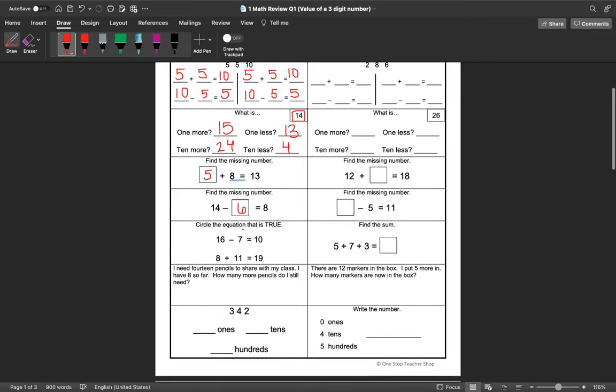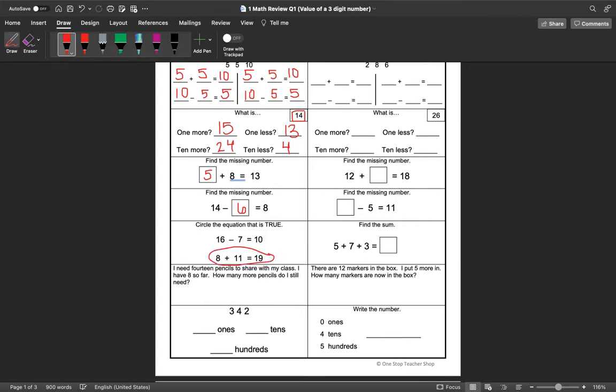All right, circle the equation that's true. So one of these is true and one of them is wrong. So 16 minus 7 equals 10, or 8 plus 11 equals 19. 16 minus 7 would not be 10. 16 minus 6 would be 10. That would make it true. And 8 plus 11 is 19 because you have 8 plus 1 is 9 for your ones and leave your 10. So that would be 19.